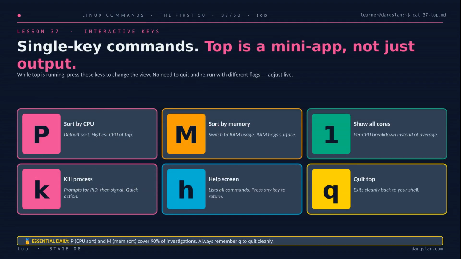But here's where it gets interesting. htop isn't just showing you output, it's a mini-app you can drive with single keystrokes. Press capital P to sort by CPU, capital M to sort by memory. Those two alone will solve about 90% of Sarah's slowdown investigations. Hit 1 to break out each CPU core individually, K to kill a misbehaving process by its PID, or H anytime you need a reminder of what's available, and of course, Q to exit cleanly when you're done.